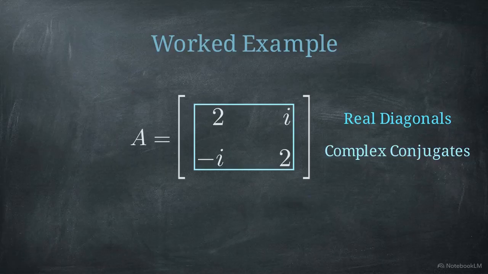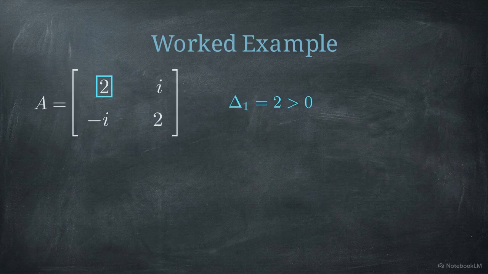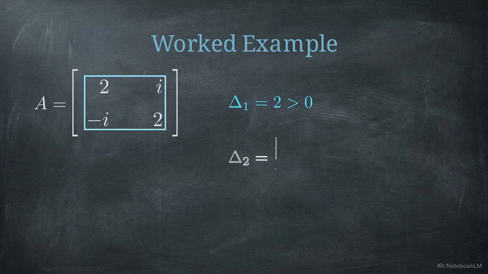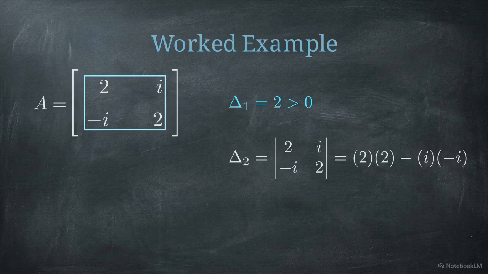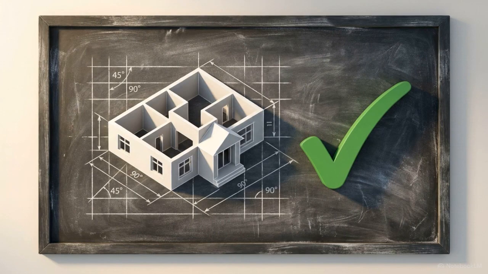Let's apply these tests to a 2x2 complex matrix. The entries on the main diagonal are real integers, 2 and 2. Looking at the off diagonals, we see i and negative i, which are complex conjugates. The matrix is Hermitian. Try calculating the principal minors yourself. The 1x1 minor is just the top left entry, 2. For the 2x2 determinant, we have 2 times 2 minus i times negative i. That's 4 minus 1, which is 3. Both are positive. Passing these specific tests proves this matrix defines a valid inner product on the space, allowing us to use it for geometric measurements.